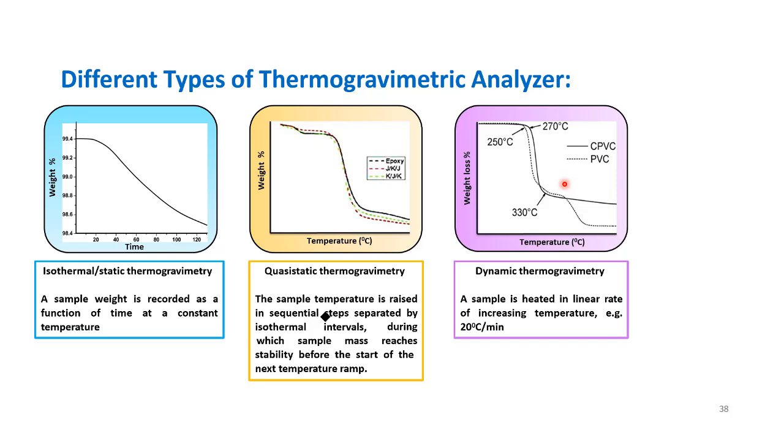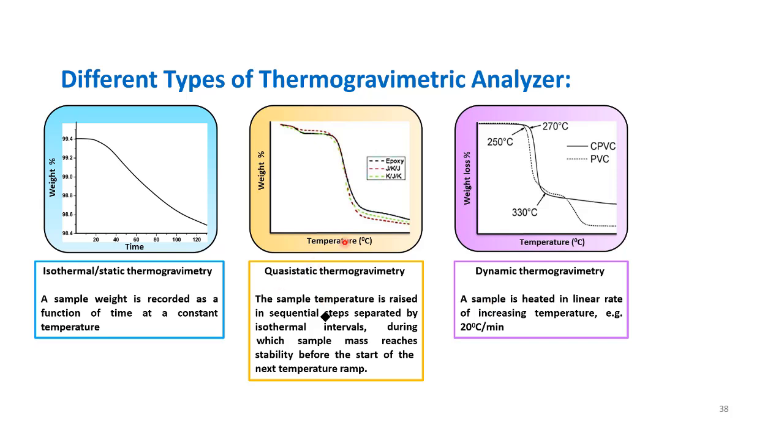And at the other extreme, we have dynamic thermogravimetry. That means we keep on changing the temperature with time. Starting from around room temperature, that is 25 degrees Celsius, if I am taking it to around 600 to 700 degrees Celsius with a rate of 20 degrees Celsius per minute, then I am doing a dynamic thermogravimetry. So here the temperature is increasing with time, and it is a linear increase.